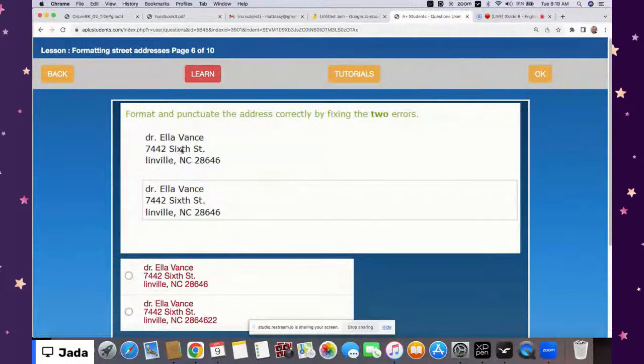So Dr. Ella, the DR is in small letters, which needs to be changed. The Linville needs to be in capital letters, and yeah, those are the two errors.